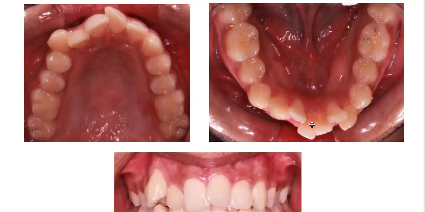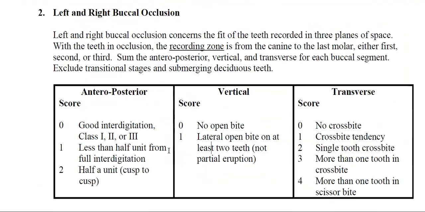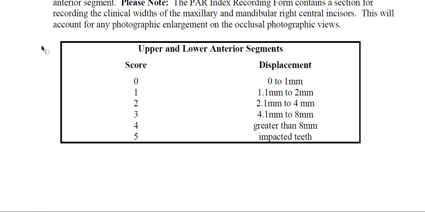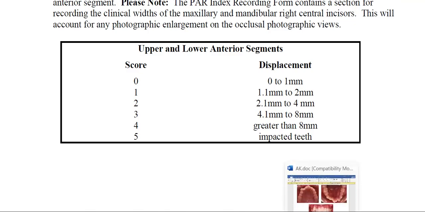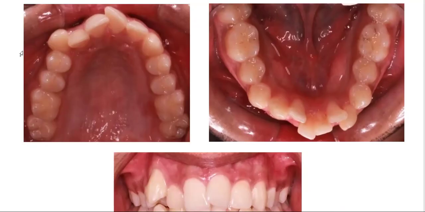Okay, so we have this case. First of all, I'm going to calculate the PAR, right? So I will start from the lower arch. Let's say in this area, the contact point displacement between the canine and the incisor is, I would say, 1 millimeter, right? So if this is 1 millimeter, I'll move up. If I say 1 millimeter, then the mark is 0. And if I say 1.1 millimeter, then it's 1 mark. But for me, it's 1 millimeter, right? So I would have a 0 mark from here.